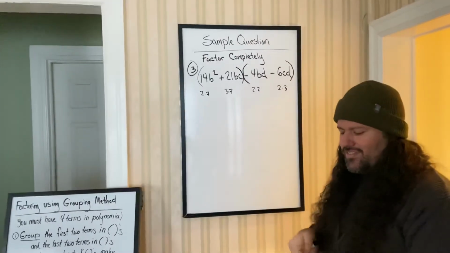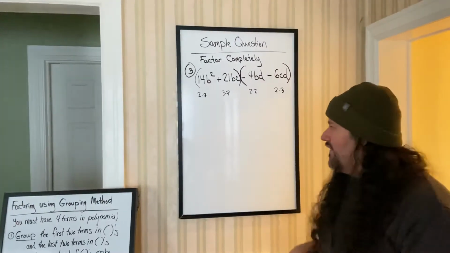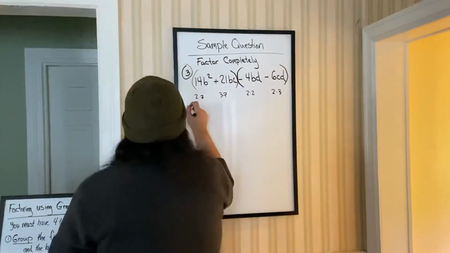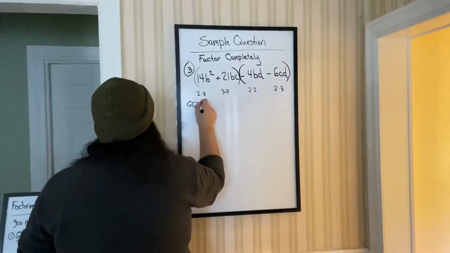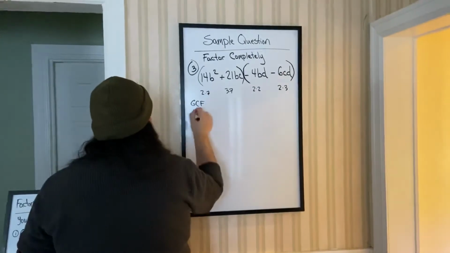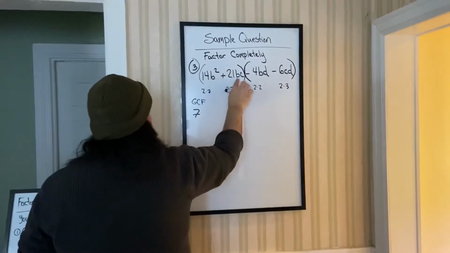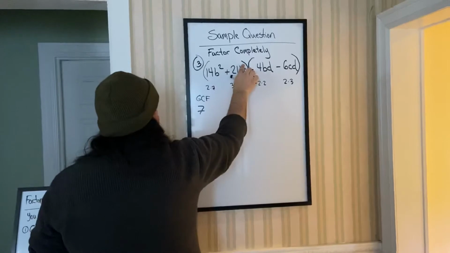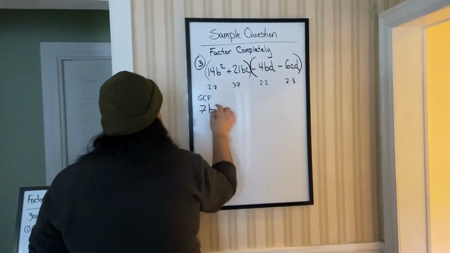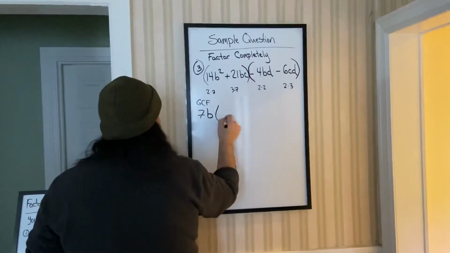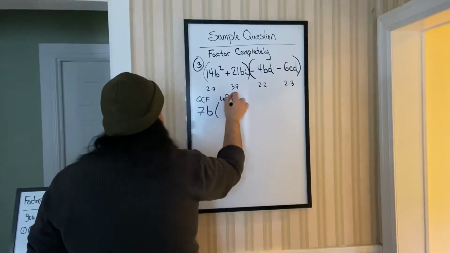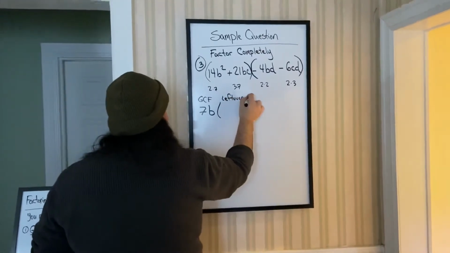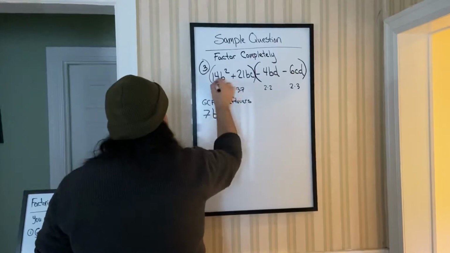Remember, always looking for GCF is A, B, C, D. So my GCF is the 7, and then B, remember, smallest exponent, 2 versus 1, so it looks like just B. Leftovers, remember, we're going to divide each of those terms by the GCF that I found of 7B.